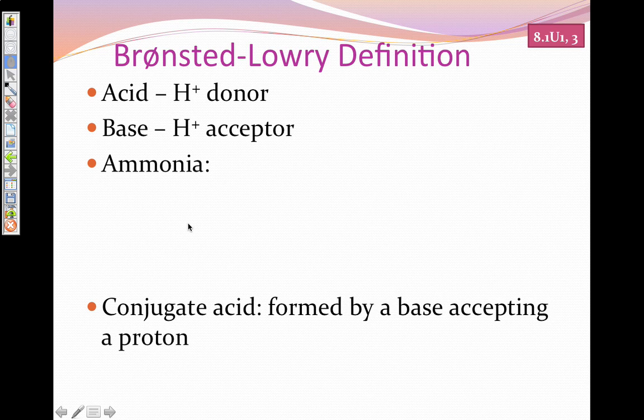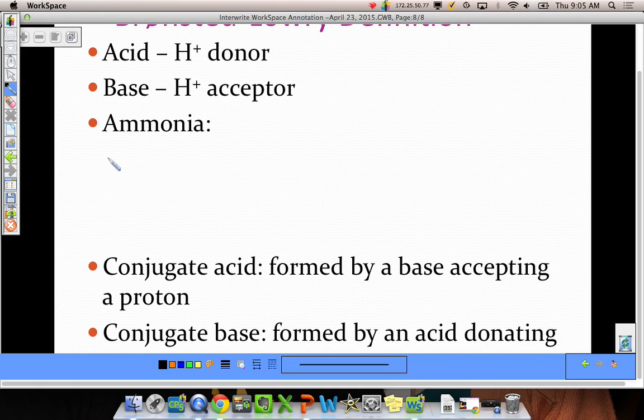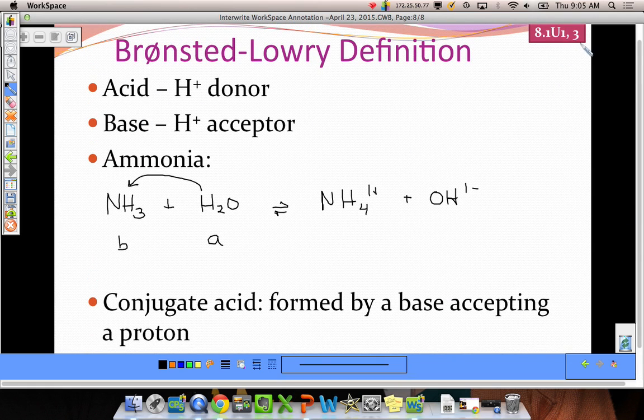So let's look at a definition, two definitions actually. A conjugate acid is formed by a base accepting a proton, and a conjugate base is formed by an acid donating a proton. I'm going to write this down again so we can see it. NH3 plus H2O is in equilibrium with NH4 1 plus, plus OH 1 negative. Base, acid. And these two definitions right here, along with this definition right here, give us that 8.1 understanding 1 and 3. If you want to double check me, you can do that on your standard sheet.